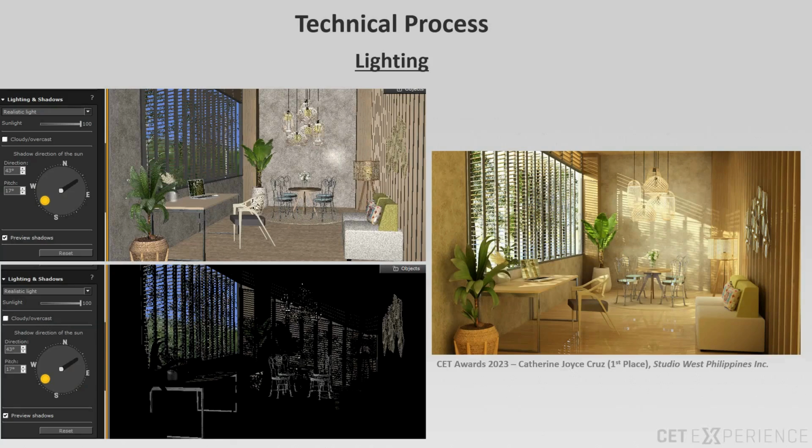And one good thing about this setting is you can click preview shadows so you can see where the sunlight will be directed. And when cast towards objects like trees or window jalousies, it can create a play of shadows, like in Kate's entry last year.